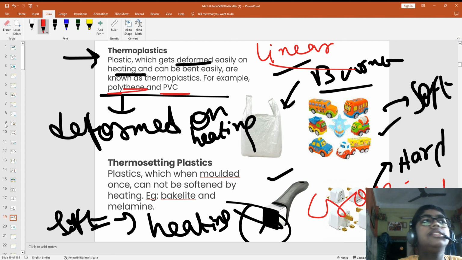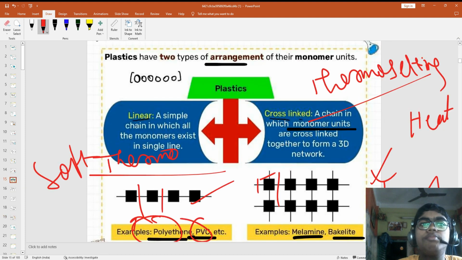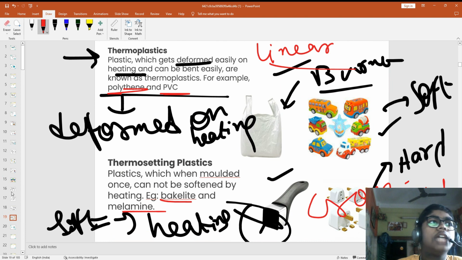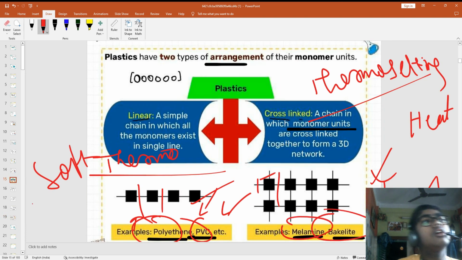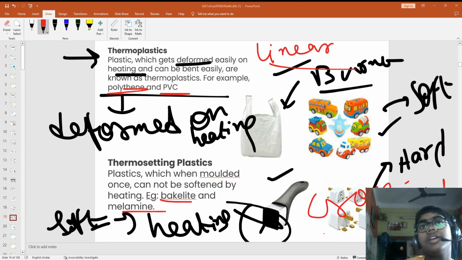Polythene and PVC are the thermoplastic examples, see, that is what is written here. Because why? Because these are thermoplastic, that's why. Now you can see bakelite and melamine written here. Why is it written? Because they are thermosetting, so they have to be cross-linked. Okay, because they have to be strong, they have to be hard, they can resist the heat. That's why they are cross-linked. But as they are very weak, to make them soft, they are made linear linked. So polythene and PVC are examples of thermoplastics. Bakelite and melamine are examples of thermosetting plastics.